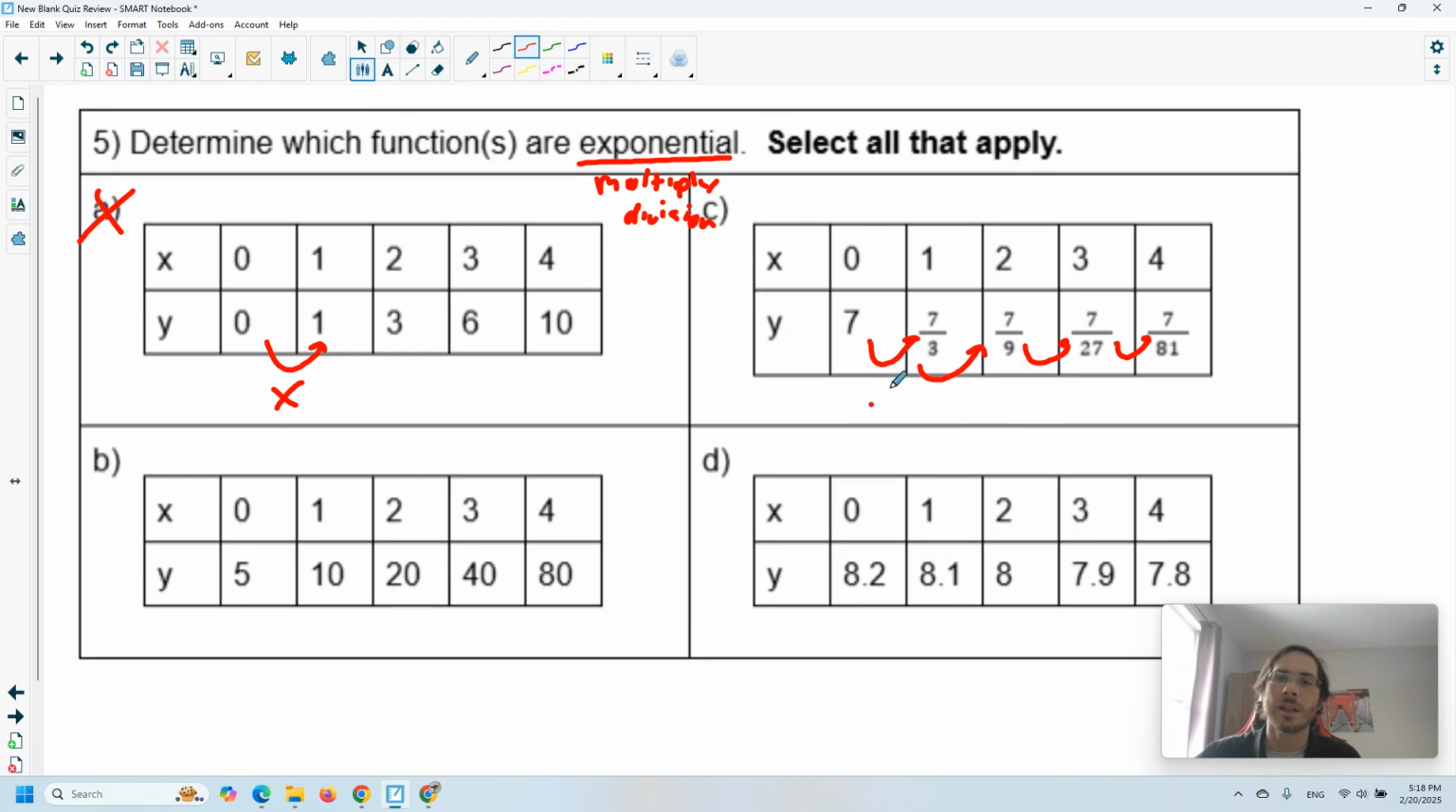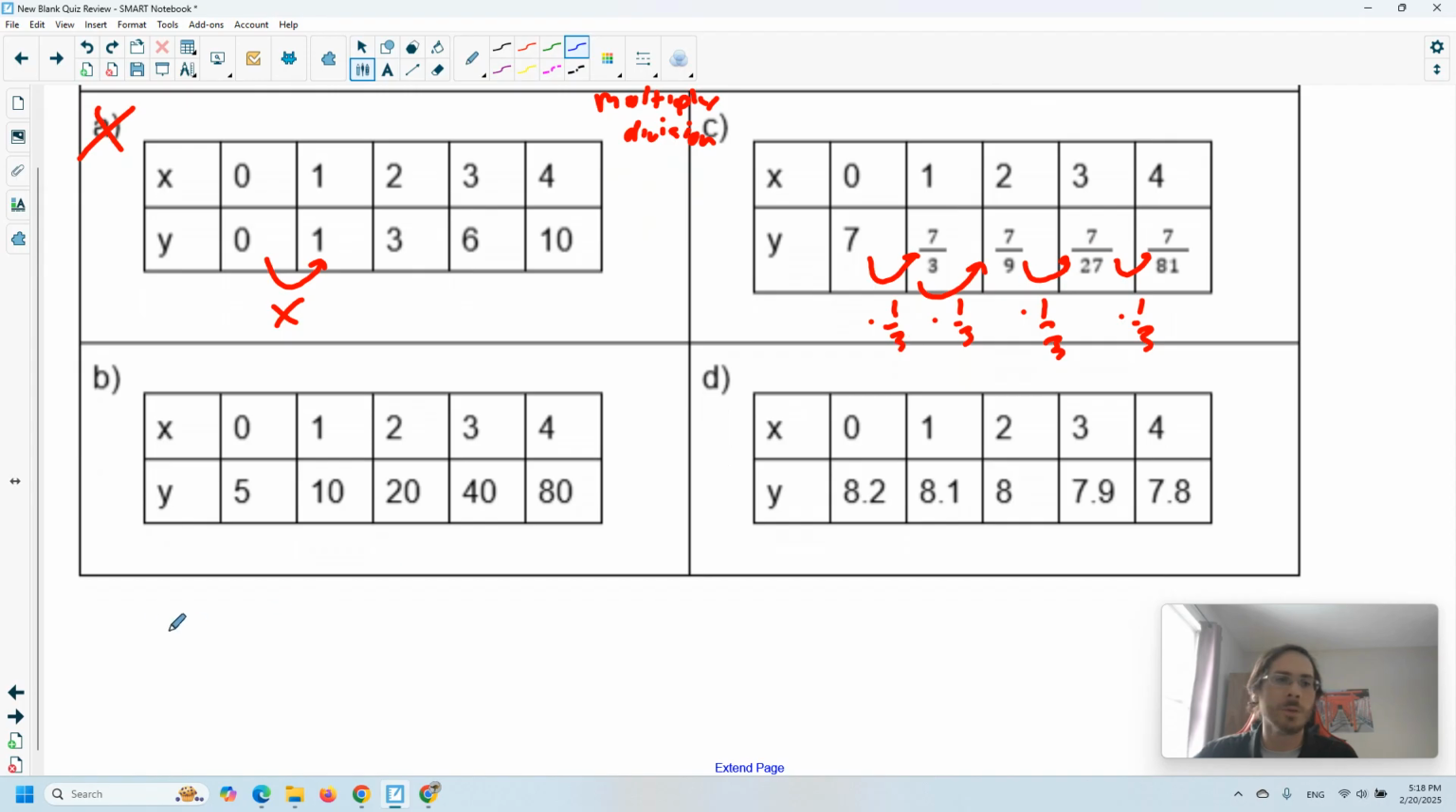Traditionally, we would say times 1/3 because we want it to be repeated multiplication. But again, if you want to think of that as divide by 3, that's okay. All right. If we couldn't see that, that's okay. What we would have to do is double check. To double check, we would do 7 over 81 divided by 7 over 27. And if we were to simplify this, the 7s would cancel. So we'd have 1 over 81 divided by 1 over 27, which is 1 over 81 times 27 over 1, which is 1/3. So we get a third.